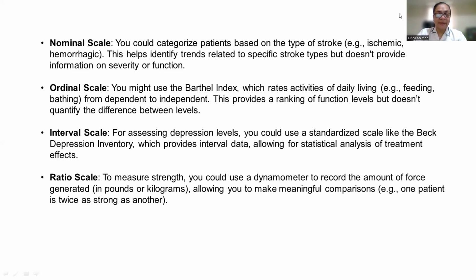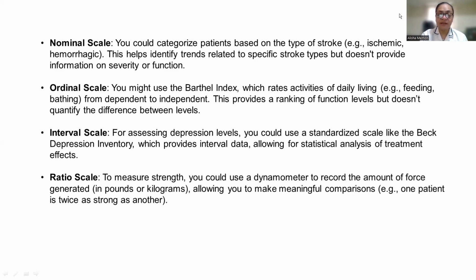Talking about ordinal scale, we can use the Barthel Index, which is a measure of function, and which can help us identify the dependency of stroke patients. So here, ranking of function levels is available, but we cannot quantify the differences between the functional levels. Again, see here you have a named variable as well as an order, but we cannot have the differences between those orders.